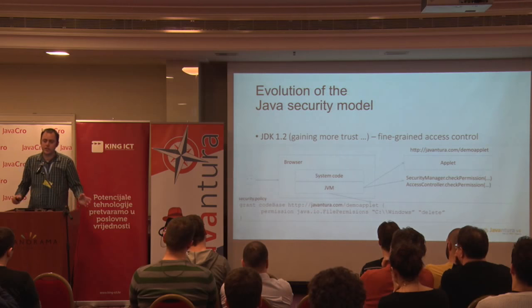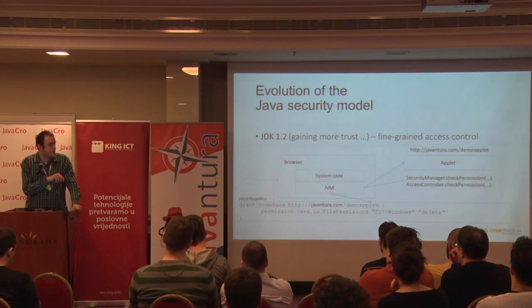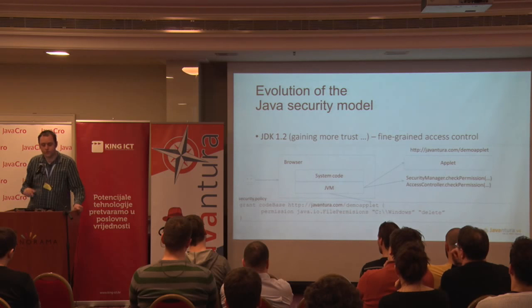In that particular case, the standard Java permissions have three distinct parts. The first one is the type of the permission. In that particular case, it's a file permission. The second is the target to which that permission applies. And the third one is the action. In that particular case, I give the applet the permission to delete the C Windows folder.